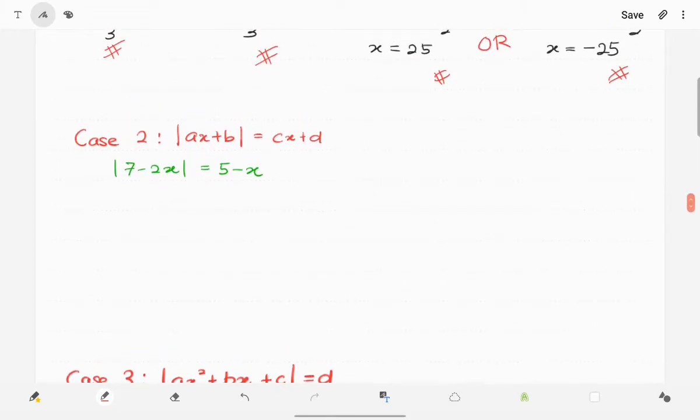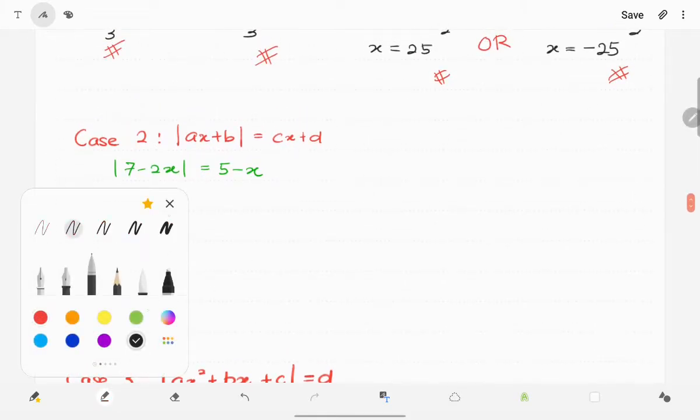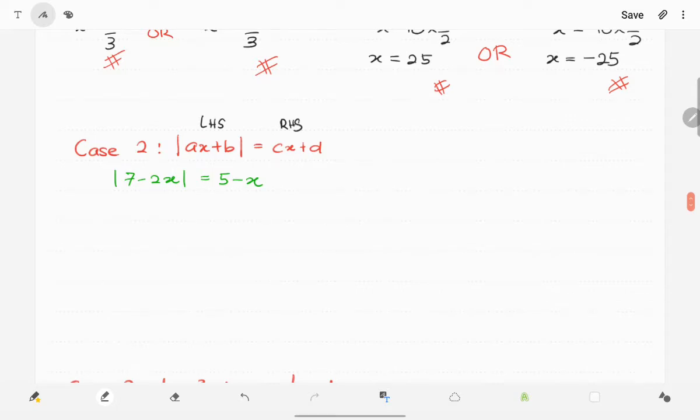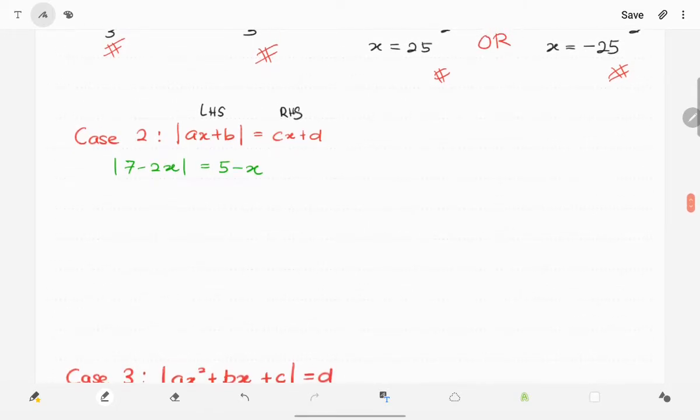Case number 2, as you can see here, left hand side linear, right hand side linear equation. Okay, so same thing, we need to split into 2. So 7 minus 2x equals to 5 minus x. Another one, just copy everything inside the modulus here, equals to this one, -5 minus x.